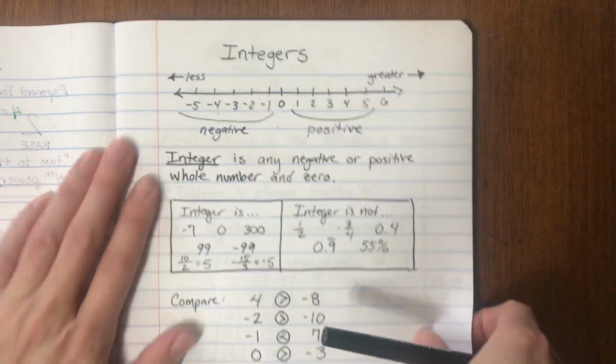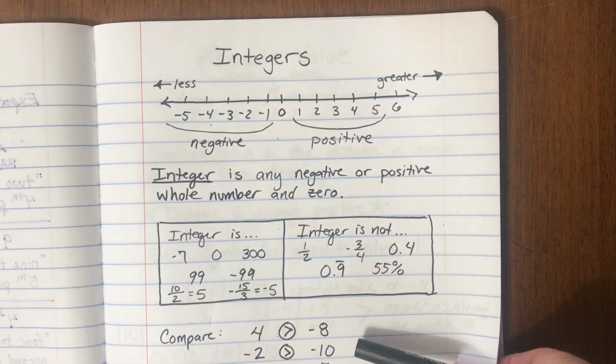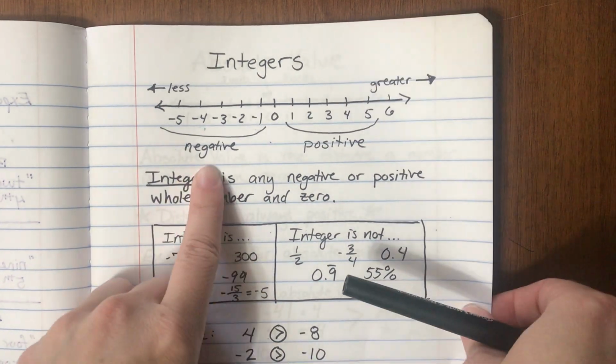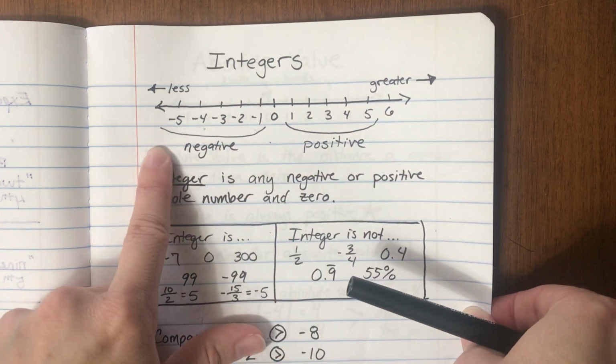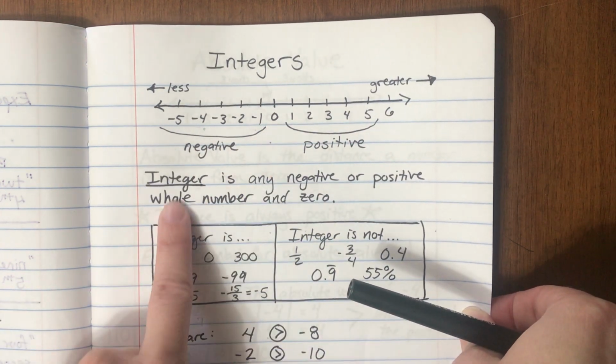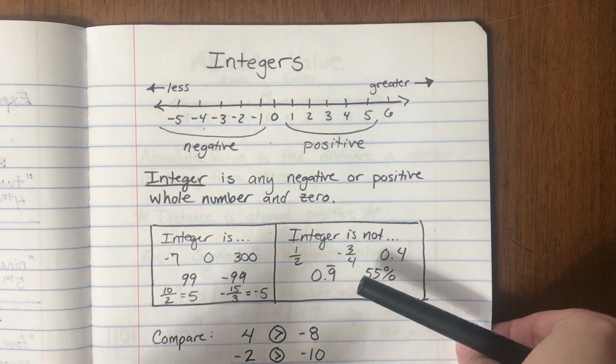Hi, sixth graders. Today we are actually going to look back at our page of notes that we took on integers. I just want to remind you what an integer is. So remember our last unit we learned about integers, the positive whole numbers, the negative whole numbers, and zero. So an integer is any negative or positive whole number and zero, and we talked about what those look like.